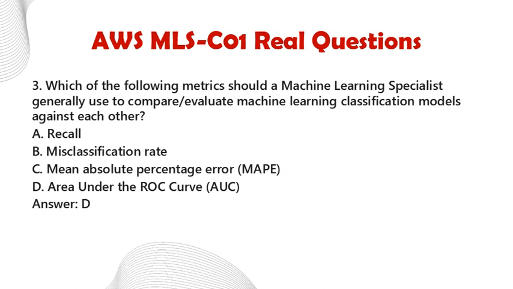3. Which of the following metrics should a machine learning specialist generally use to compare and evaluate machine learning classification models against each other? A. Recall. B. Misclassification rate. C. Mean absolute percentage error, MAPE. D. Area under the ROC curve, AUC. Answer: D.